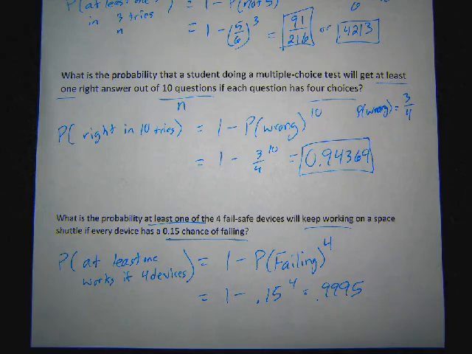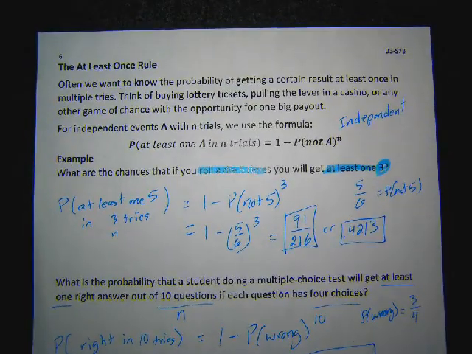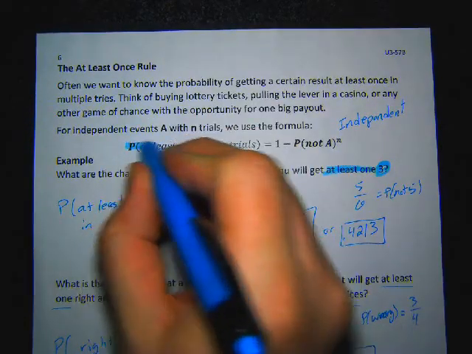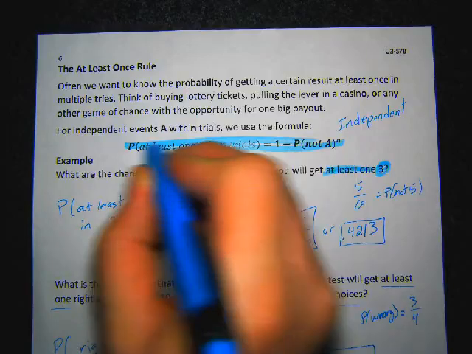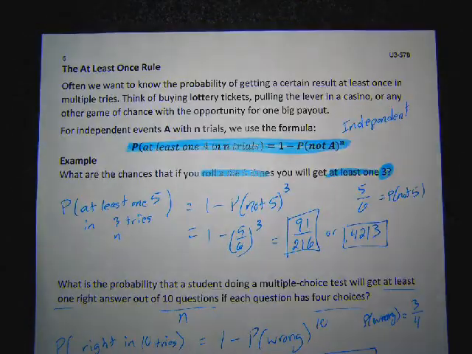And so this is at least once. Again, they're going to look for at least one to keep working, at least one right answer, at least one good roll. And that's when you use that at least one formula. And again, this is only going to be brought up in situations where we have independent events. The formula for dependent is a lot more calculated, a lot more frustrating. You have to calculate the probability for each separate part. So we're not going to worry about it unless it's independent.